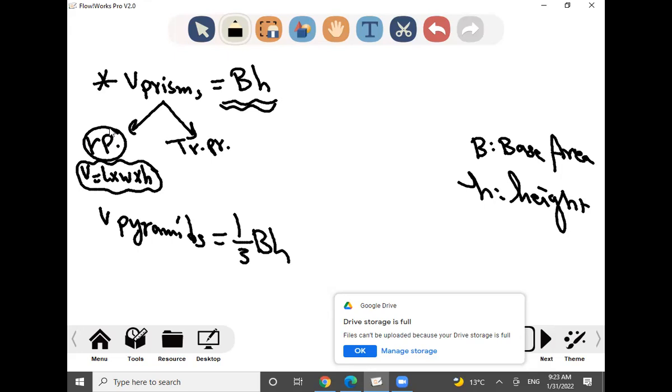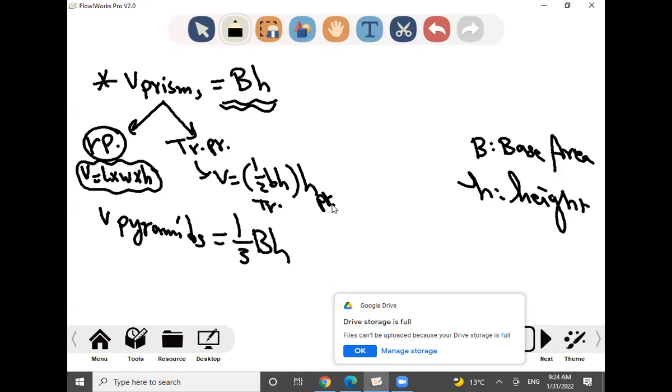Now, for the triangular prism, its base is a triangle. So the big B, the base area, is the area of the triangle, which is half BH. Then multiply by the height of the prism. The half BH uses the base and height of the triangle, and then you multiply by the height of the prism. Got it?